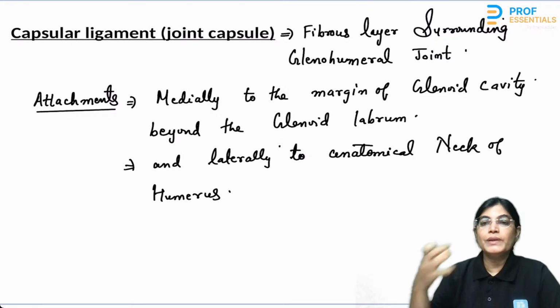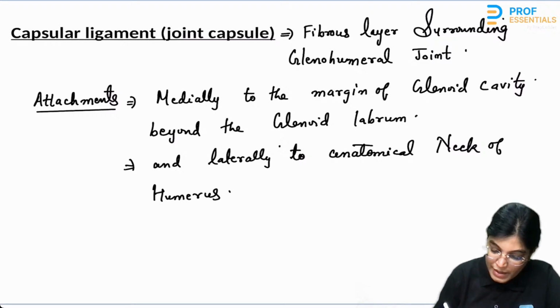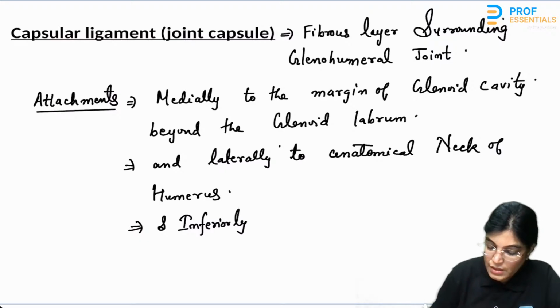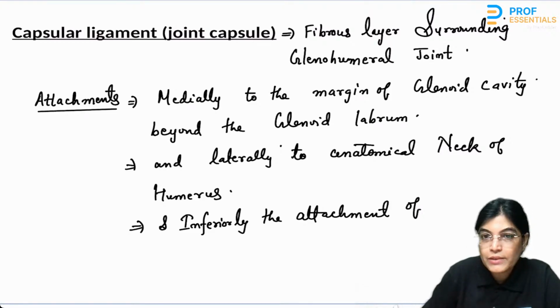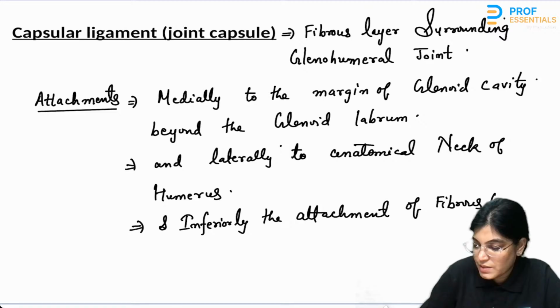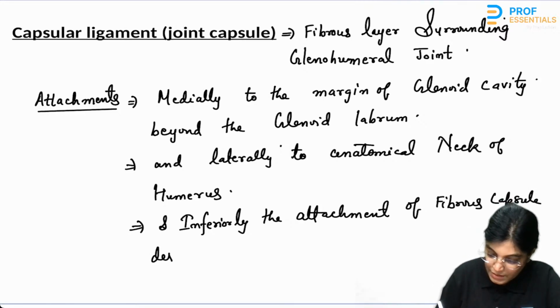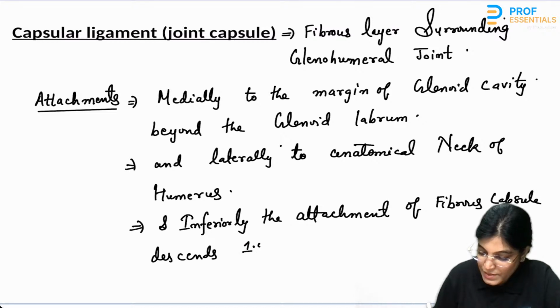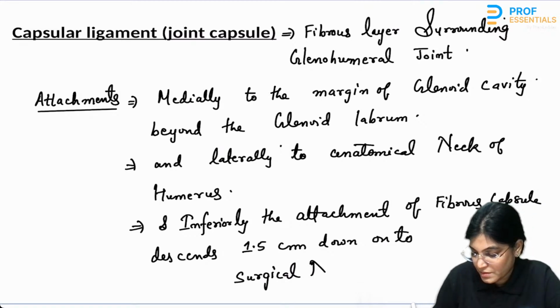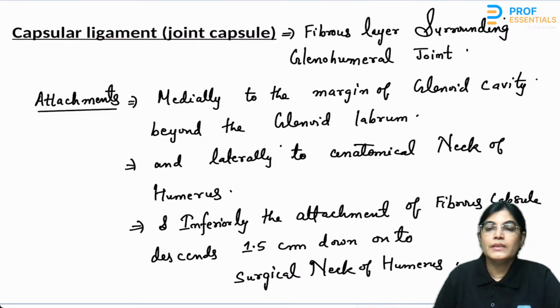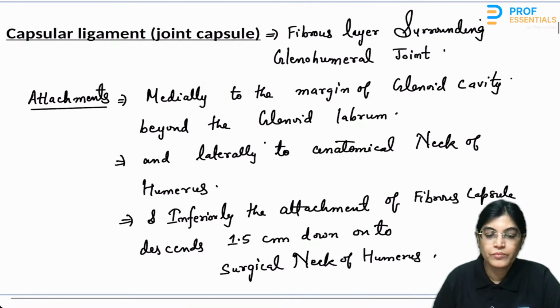But if we talk about the downward descent, inferiorly, the attachment of the fibrous capsule descends 1.5 centimeter down onto the surgical neck of the humerus. Okay, that is an important point which everybody should know.